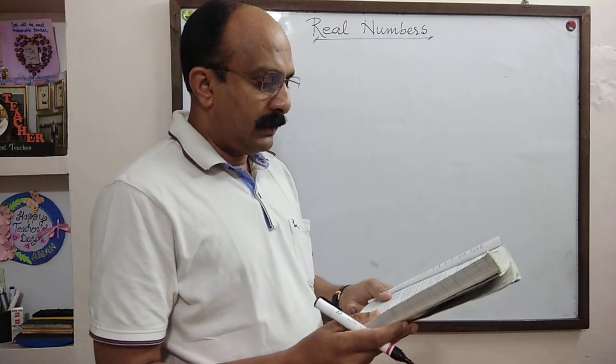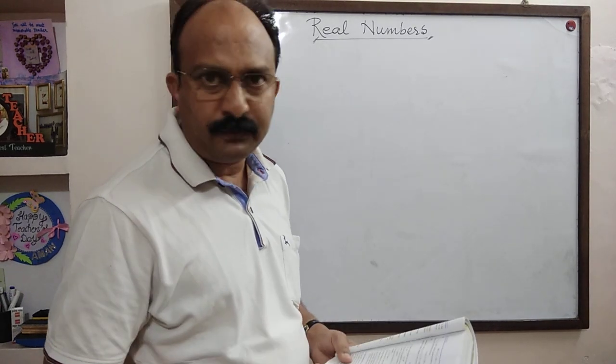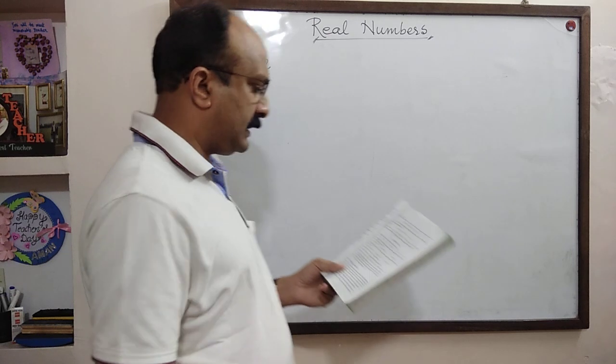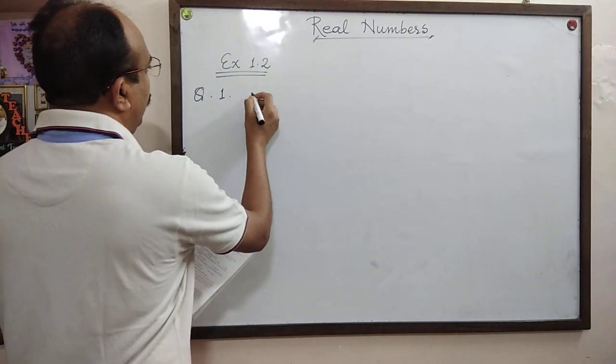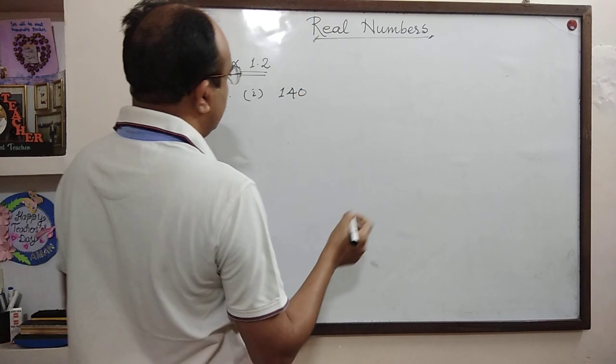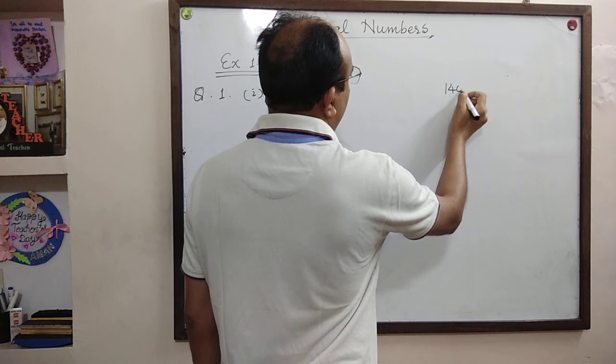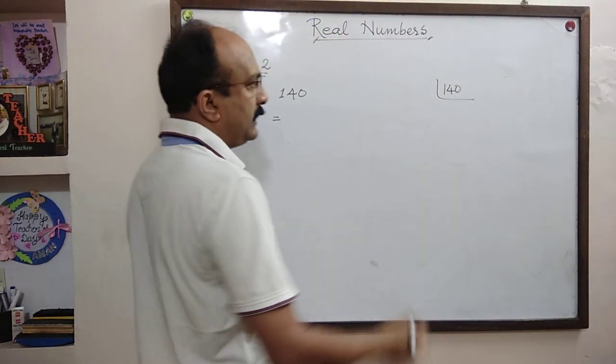Express each number as a product of its prime factors. You might have done this in class 4th. Simple prime factorization. First one, 140. I am doing one number just for your experience. 140. Do its prime factorization.